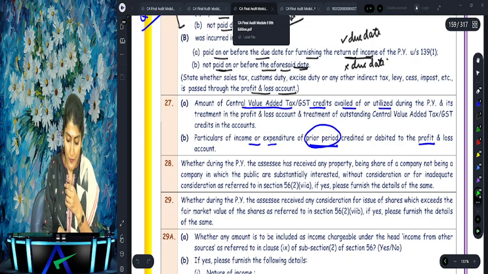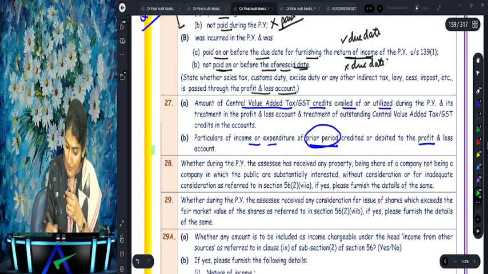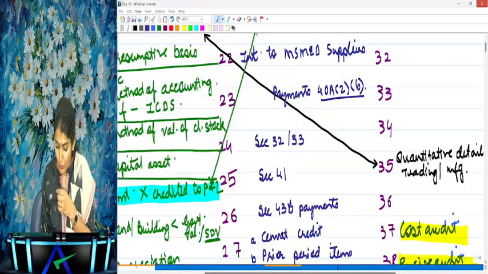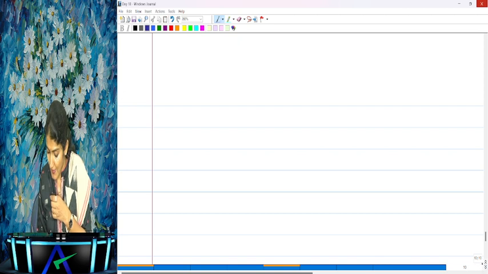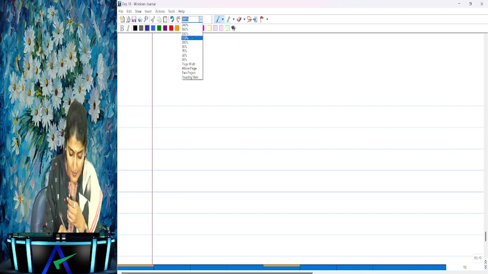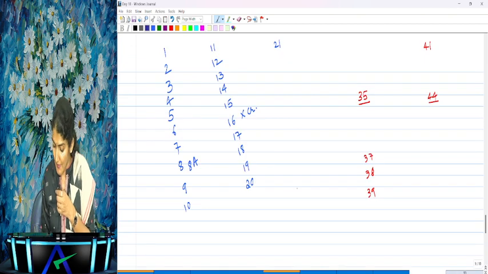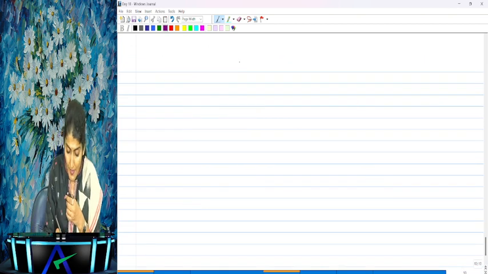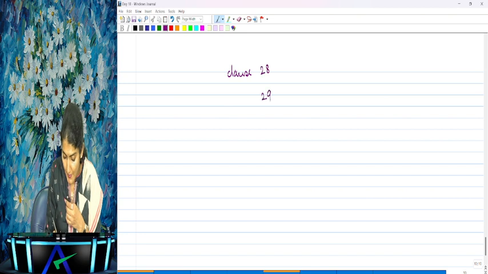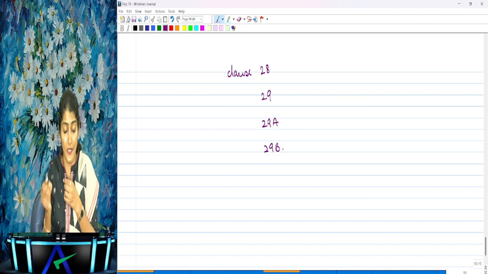Is it clear to everyone? Prior period items, what is the question number there? Question number 43. Now we come to 28, 29, 29A and 29B. All of you with me? Now coming to the next set of clauses: clause 28, clause 29, and under 29 you have 29A and 29B.